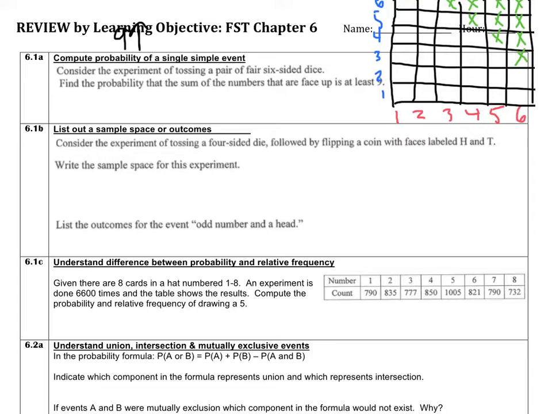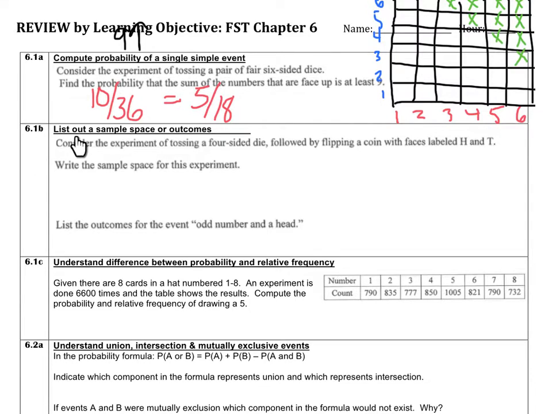So if you count that, there's going to be 10 out of 36 as our answer. So 10 over 36 is an appropriate answer. We can simplify the fraction though and divide a 2 out, so there would be 5 out of 18.